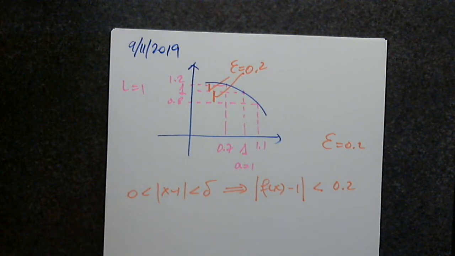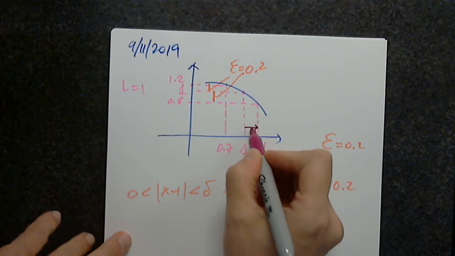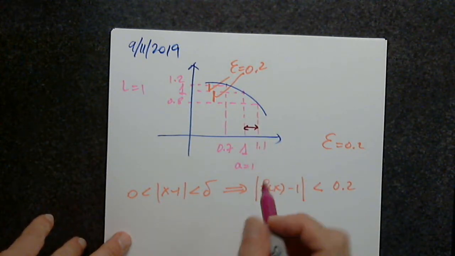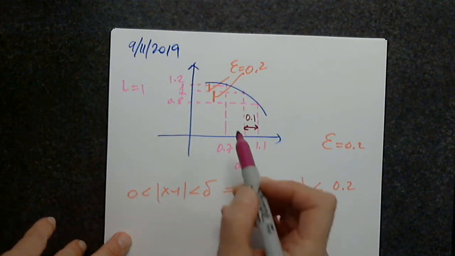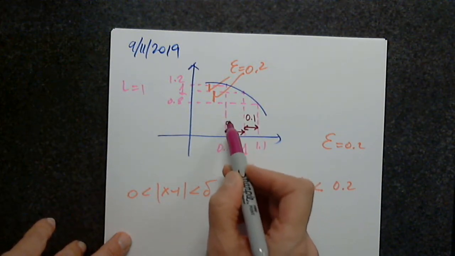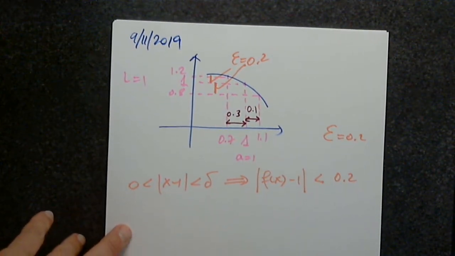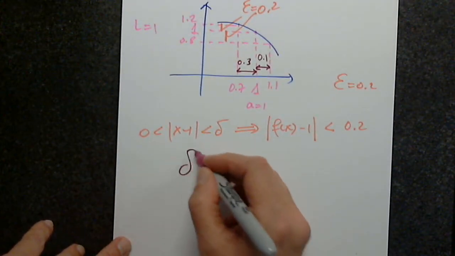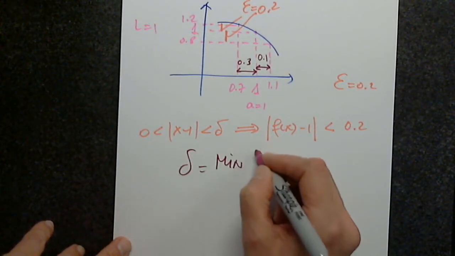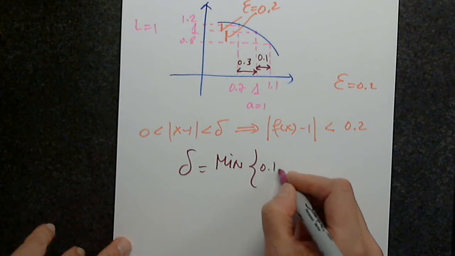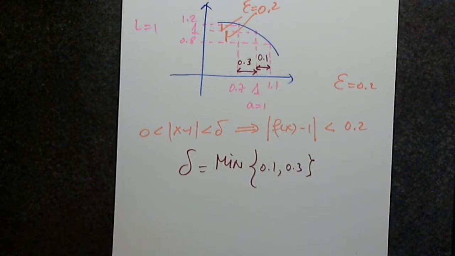Perfect example. So in this case, we know that this is 0.1. Would you agree? And we know that this is 0.3. Would you agree? So delta will always be the minimum of 0.1 and 0.3. Which one is the smallest? 0.1. So the answer is 0.1.